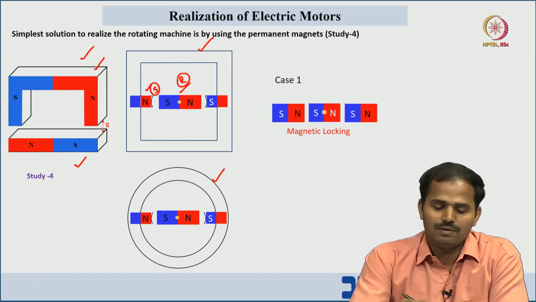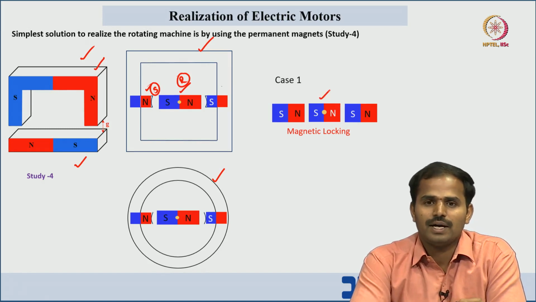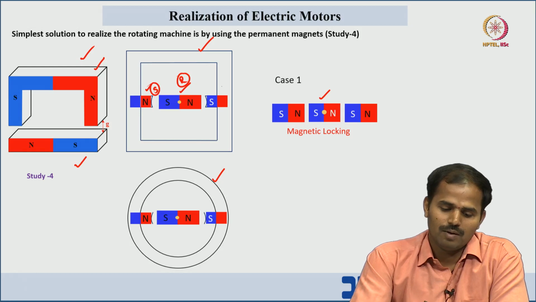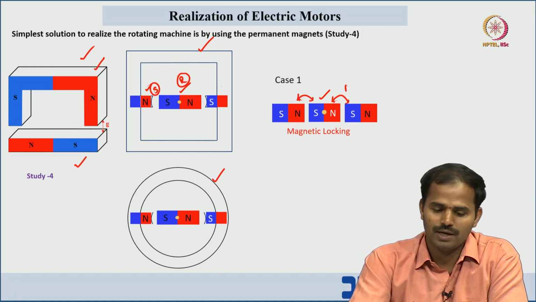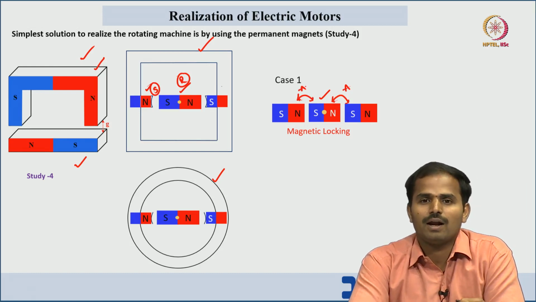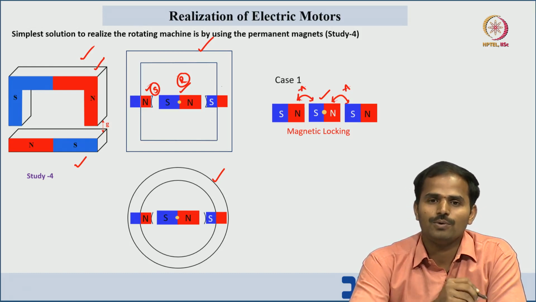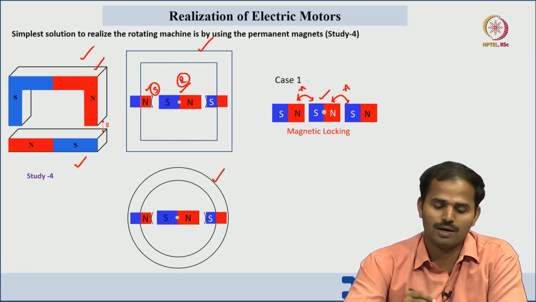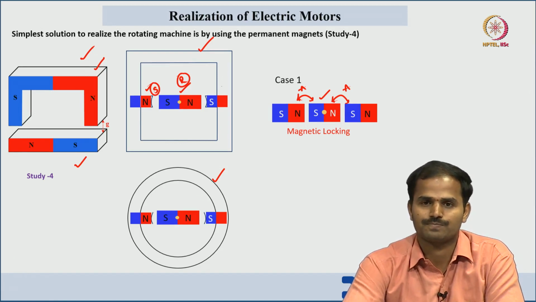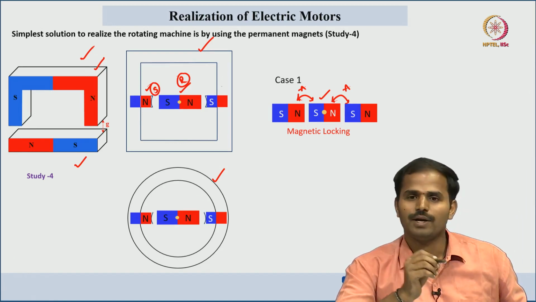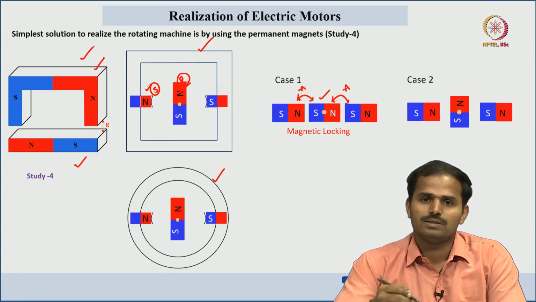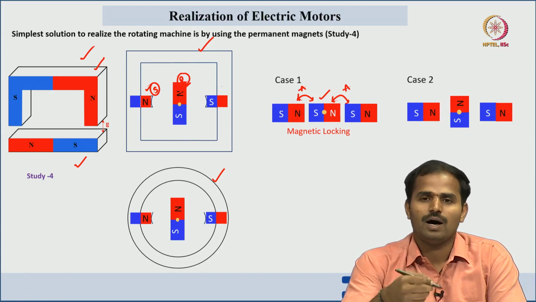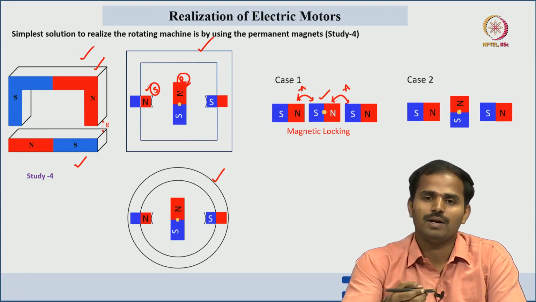We will see case 1, where the rotor is aligned with the stator side. Both opposite poles will be in attraction, here also opposite poles in attraction. Magnetic locking has happened. So, how do we make the rotation, or how do we break this magnetic locking in order to rotate the rotor? What we can do is simply change the number of poles or increase the multiple poles.